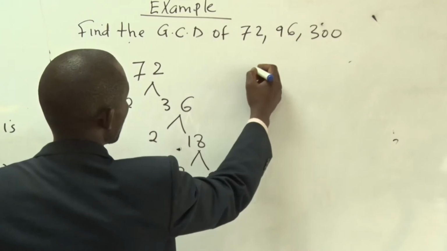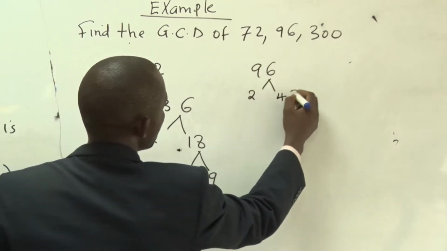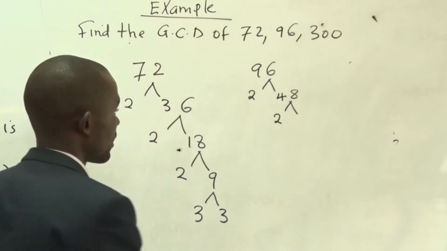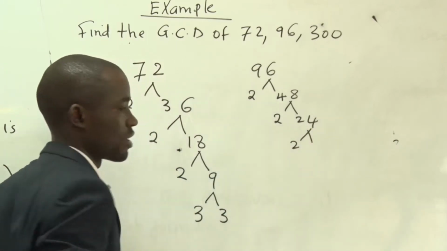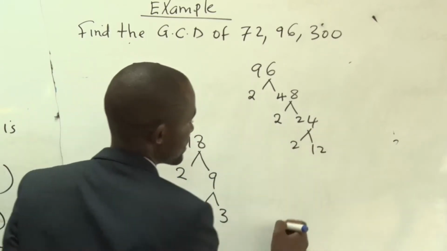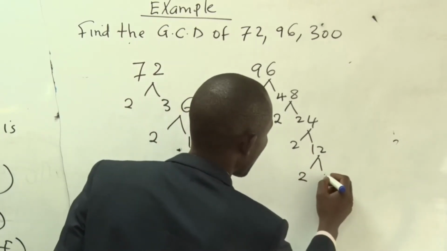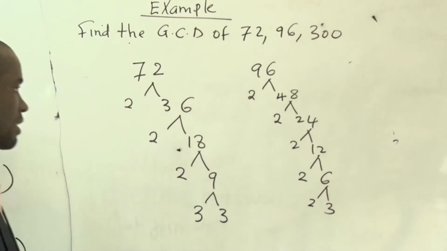You take the next one, which is 96. 2 goes into 96 48 times. 2 goes into 48 24 times. 2 goes into 24 12 times. 2 goes into 12 6 times. Then finally 2 goes into 6 3 times.